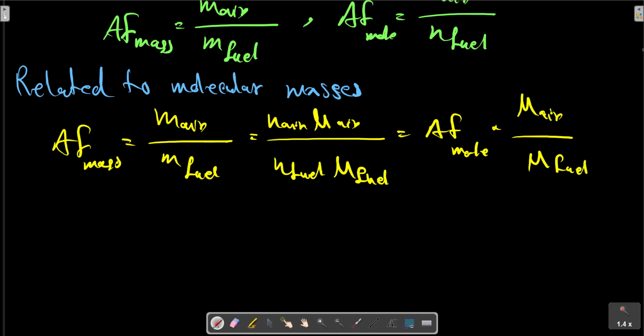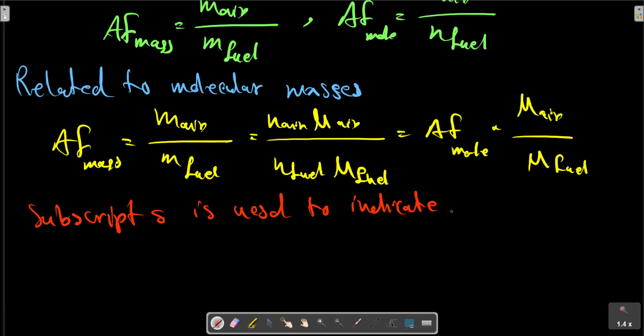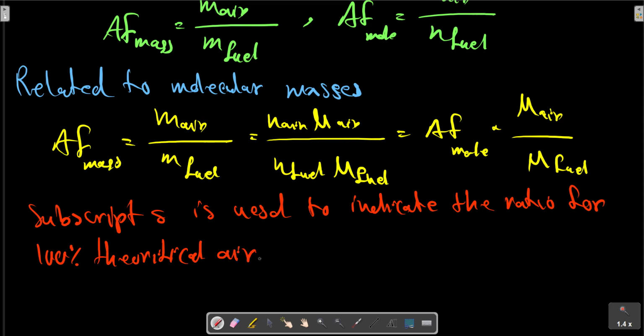And a subscript S is used to indicate the ratio for 100% theoretical air, also called a stoichiometric mixture.